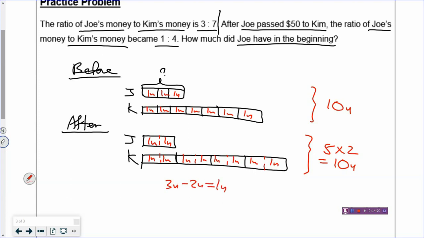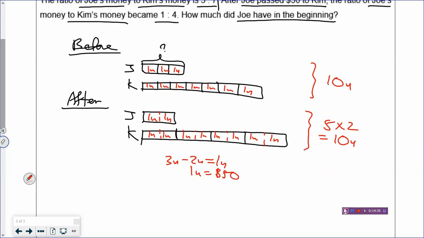And if you look at Kim, Kim has 7 units at first, and gets 1 unit from Joe. Now Kim has 8 units in the end. Which means that the 1 unit that Joe has given away is $50. So 1 unit is 50. So how much did Joe have in the beginning, which is 3 units? So you have 50 times 3, which is $150. So that's how you draw the before and after model.